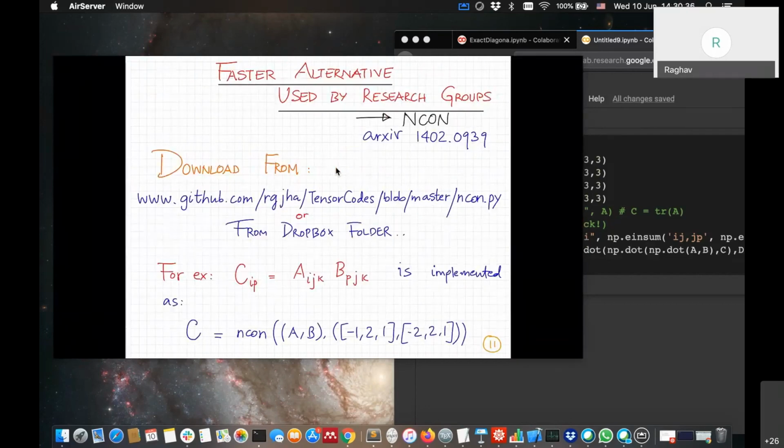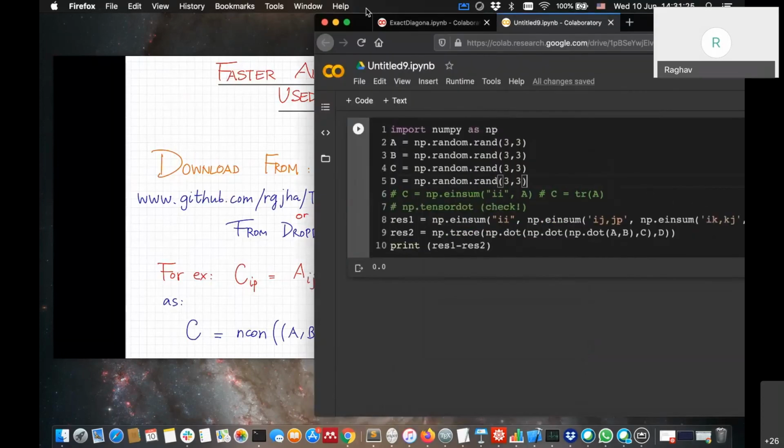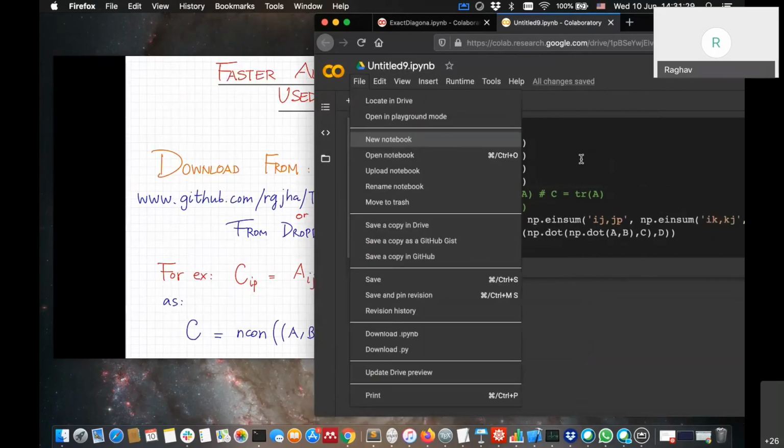Now, you can download NCON from my GitHub page, or you can download it from the Dropbox folder. You should do either of these in the next half minute or so, because we'll need NCON for all the exercises which we are going to do from now on. You should be able to download ncon.py from either of these methods which I have written down here. Once we have ncon, how do we use it? So let me just try to put ncon on my. Okay, so let's just open a new notebook.